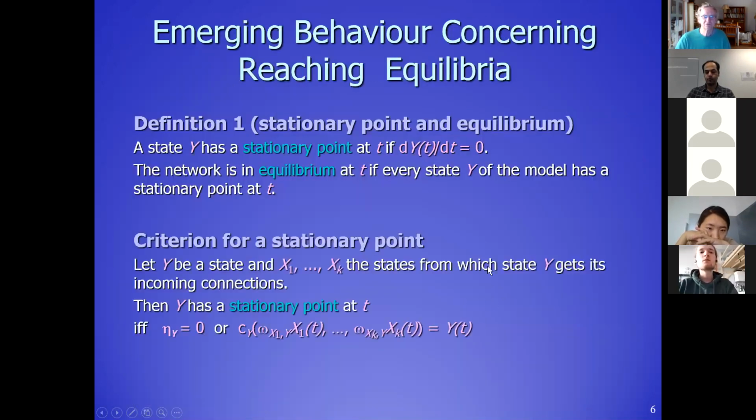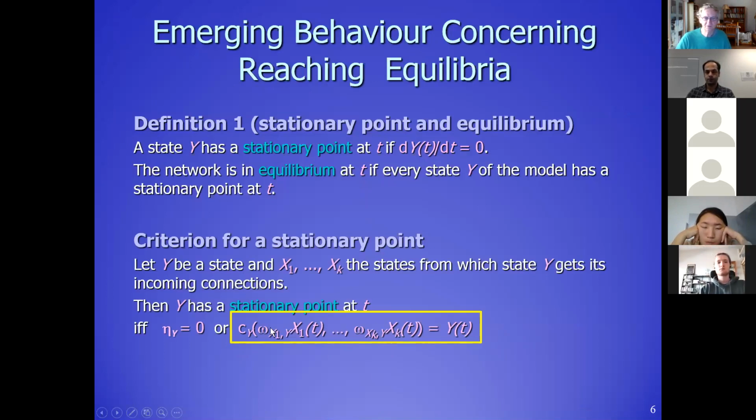So these are the definitions of stationary point as yesterday. This is the criterion that is used to check whether something is a stationary point. That means that the aggregated impact is defined just by this: you have the single impacts of the incoming states for the state Y, and you apply the combination function on it. In our case, for today and also in the assignment, we will just consider the scaled sum. So then you would take the sum of these and divide it by the scaling factor. So that's the equation for the stationary point. That's the criterion that you can just derive immediately from the structure of the network.